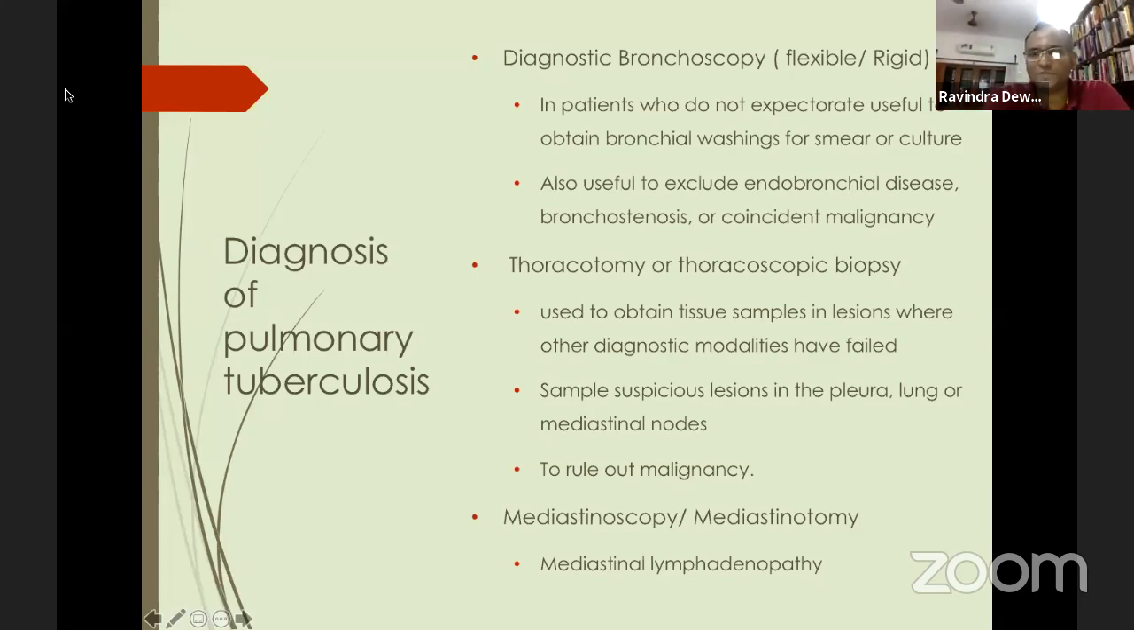Thoracotomy will very rarely be required for just diagnostic purposes, but a thoracoscopic biopsy may be needed to obtain tissue samples in lesions where other diagnostic modalities have failed, or to sample suspicious lesions in the pleura, lung, or mediastinal nodes, and generally to rule out malignancy. At least in countries like India, we see many cases in which a suspicious nodule appears to be malignant, but when you do the workup, it turns out to be tuberculosis. Mediastinoscopy and mediastinotomy may also be required to assess a mediastinal lymph node sometimes.